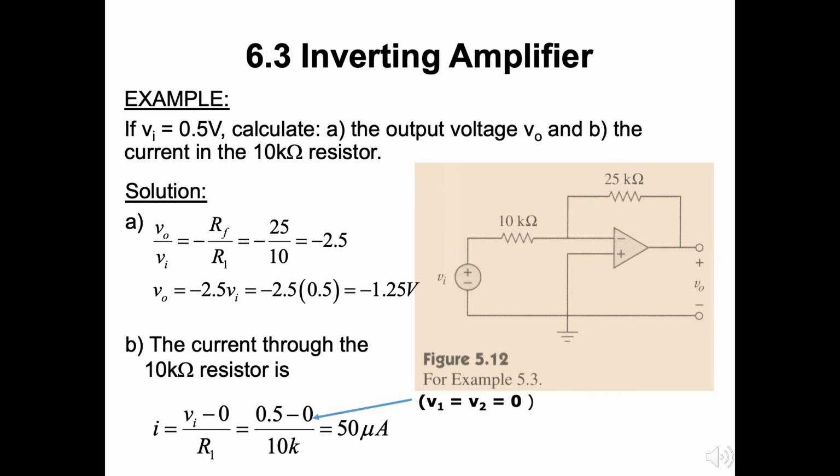The second is the current through the 10,000 ohm resistor. Here, by referring to Ohm's law, I will be 50 microamperes.